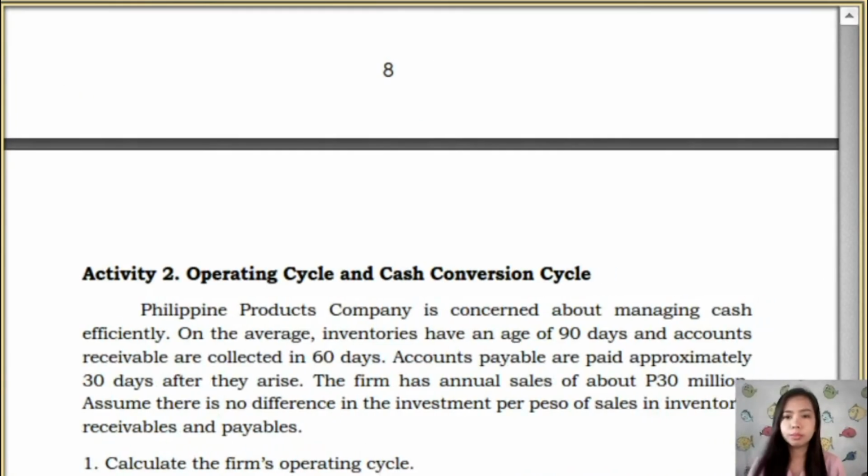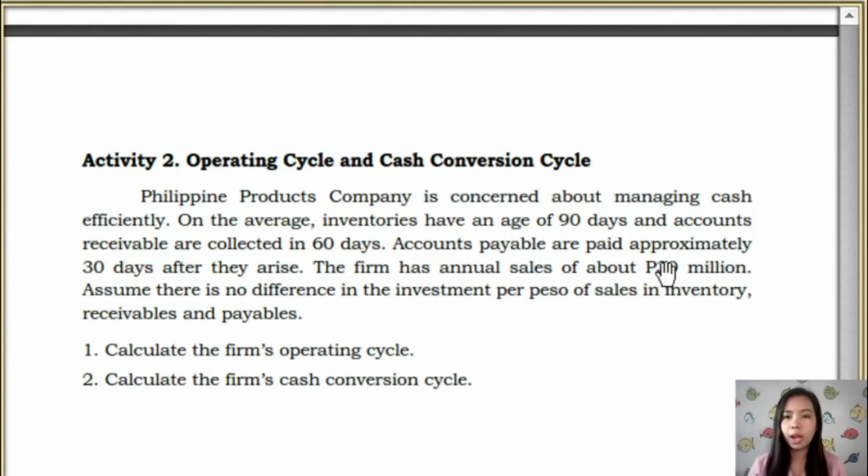For your activity 2, operating cycle and cash conversion cycle. So, I gave the number of inventories already. So, hindi nyo na kailangang mag-compute ng mga days inventory, days receivable, days payable. So, it is given here. So, you just have to calculate the firm's operating cycle and calculate firm's cash conversion cycle. After you calculate this, you could at least give a quick explanation on the cash conversion na nakuha ninyo. If it's positive or if it's negative. Ano ang ibig sabihin niya?